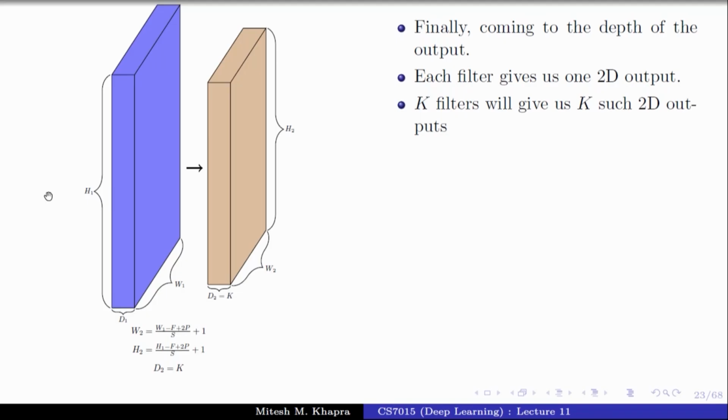Is everyone fine with this? So if I have one filter, I'll get one 2D output, and I gave you the exact formula for what the width and height of this output is going to be. But if I have k such filters, each filter is going to give me one 2D output, so I'll get k 2D outputs. That's the same as saying I have one 3D output whose depth is k. Does everyone get that? So the depth is going to be equal to the number of filters.